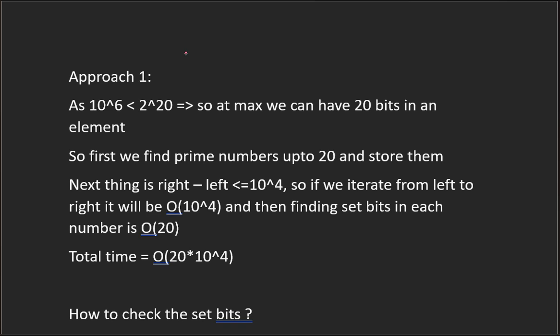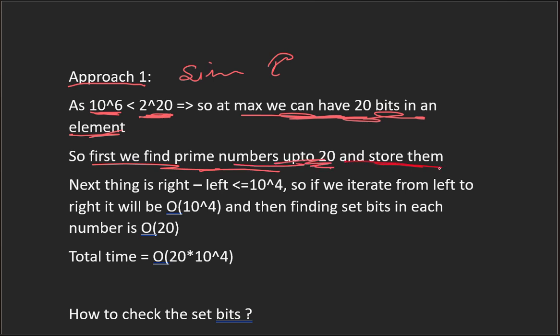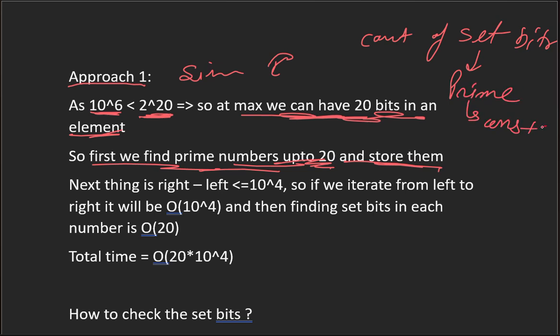So let's see our approach 1. In approach 1 we directly simulate, that is, we count the set bits brute force. As 10^6 is less than 2^20, at max we can have 20 bits in an element, right? So first we find prime numbers up to 20 and store them, because when we get the count of set bits, we have to check whether they are prime or not. If they are prime, then we increase the answer by 1, right? This is what we have to do.